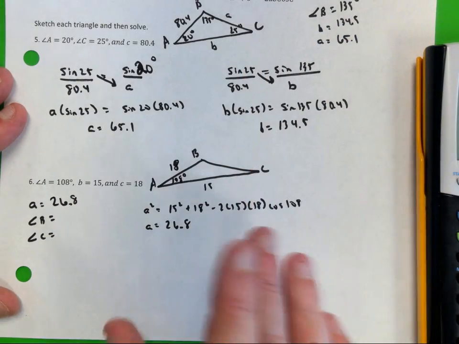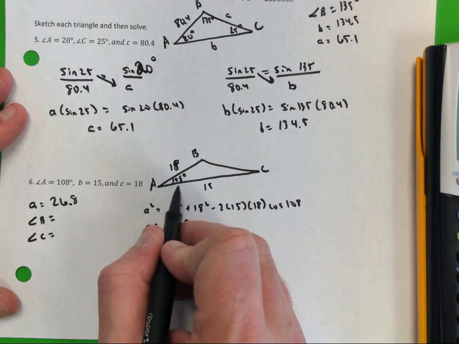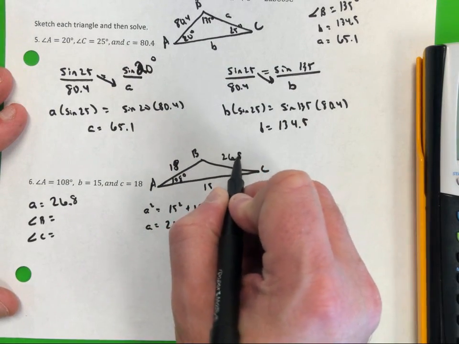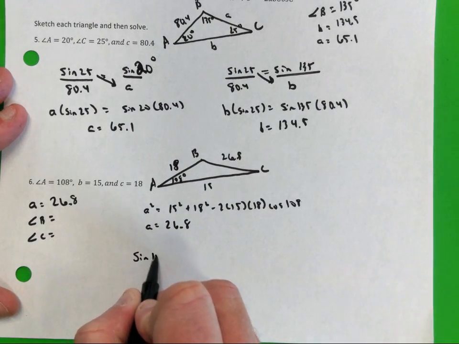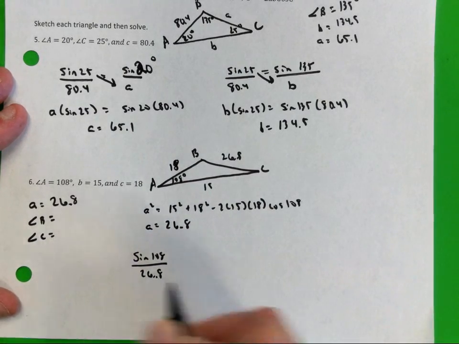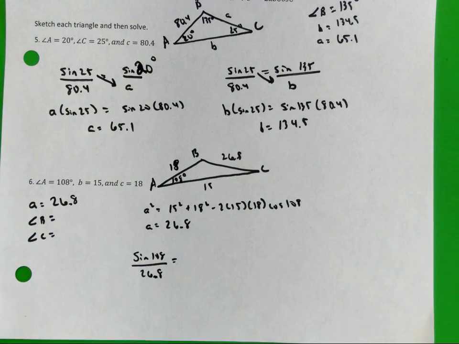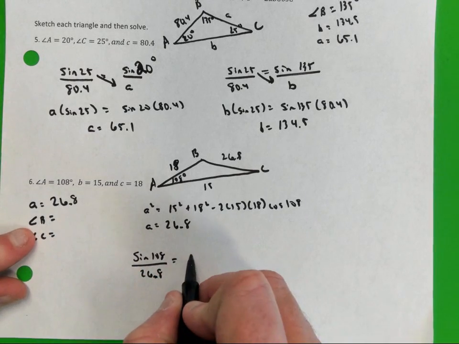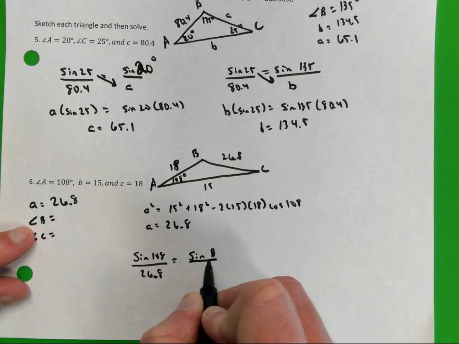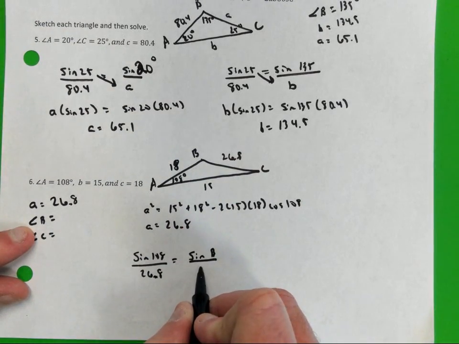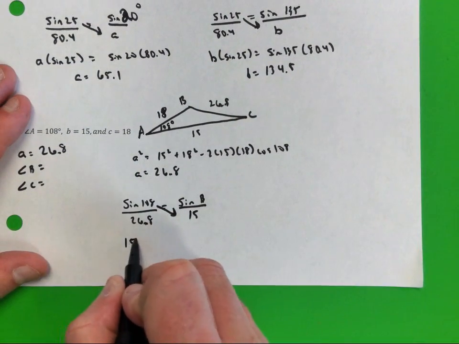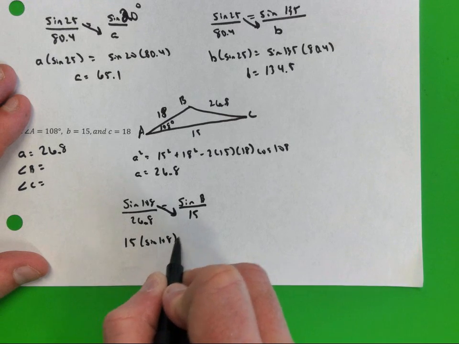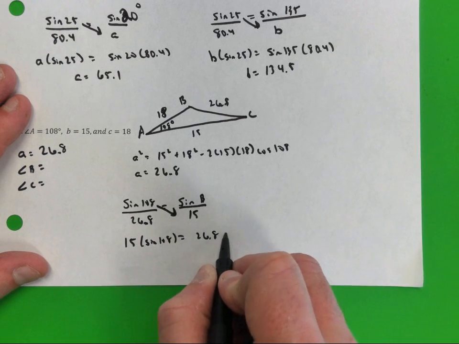And guys, the reason that you can use law of sines now is you know your angle A. Do you know the side across from angle A now? So you can set up that proportion. Sine of 108 over 26.8. Remember, for the law of sines, you need to know an angle and a side across from it. That's why I can use law of sines now. It equals sine of B over side B, which is 15. So 15 times sine of 108 equals 26.8 sine of B.